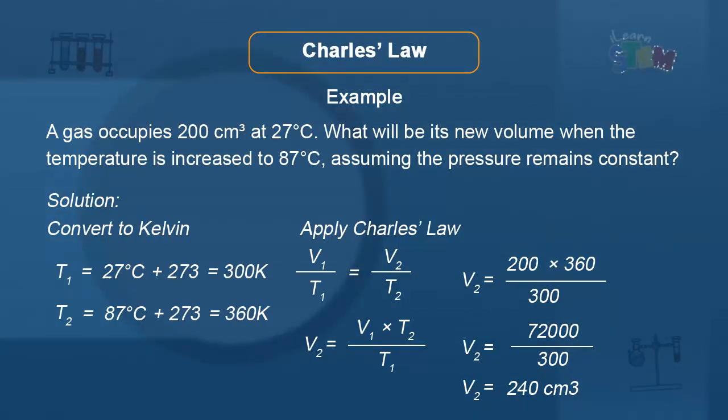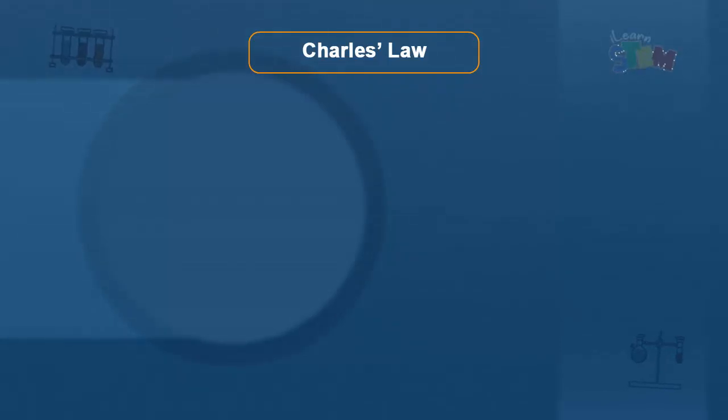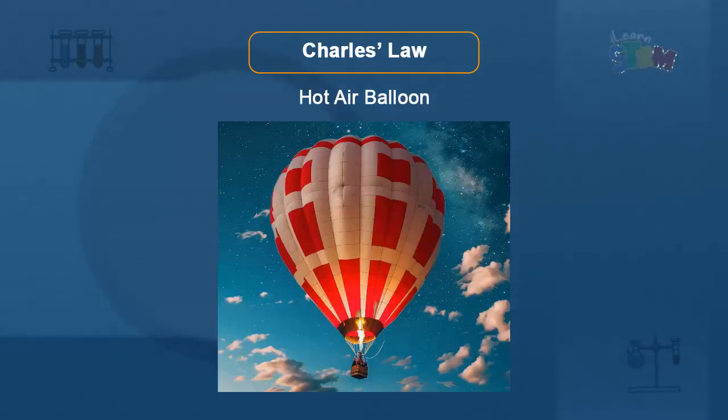Real-life application of Charles's law. Hot air balloon. When the air inside a hot air balloon is heated, its temperature increases. According to Charles's law, when temperature increases, volume increases. The air expands, becomes lighter, less dense, and the balloon rises. When the air cools, the volume decreases, the air becomes heavier, and the balloon comes down.